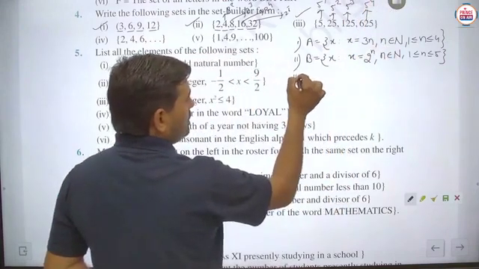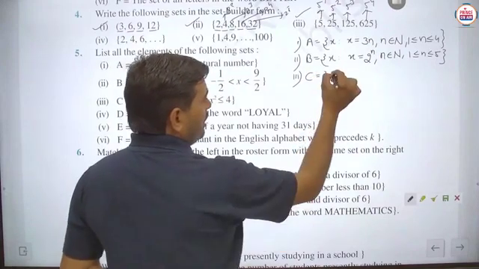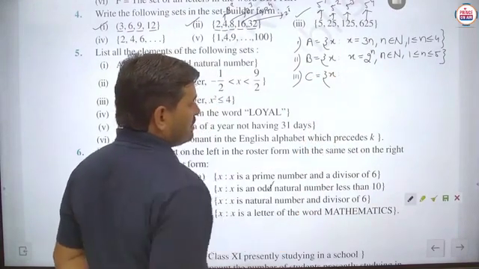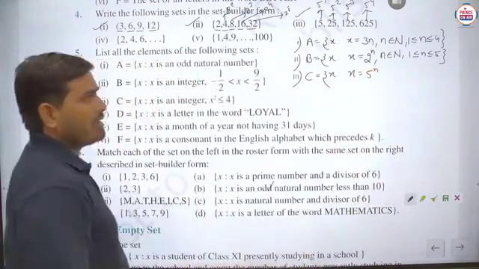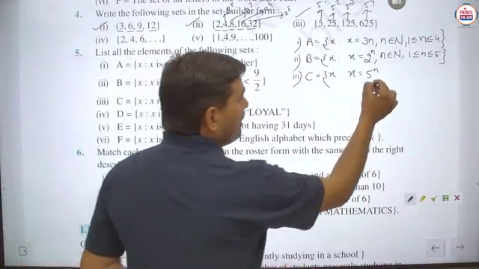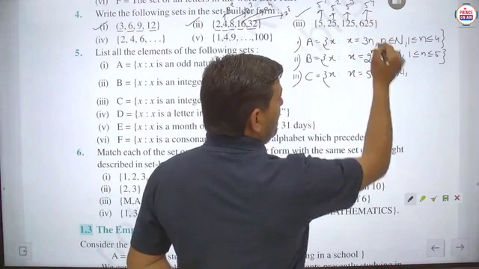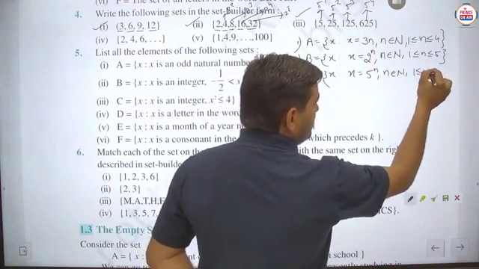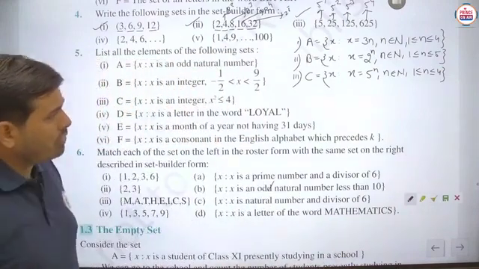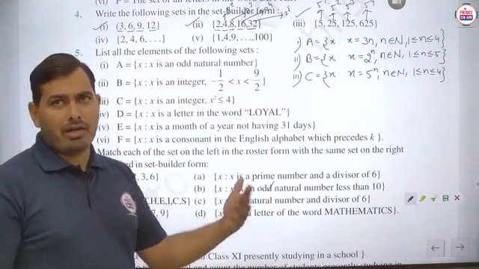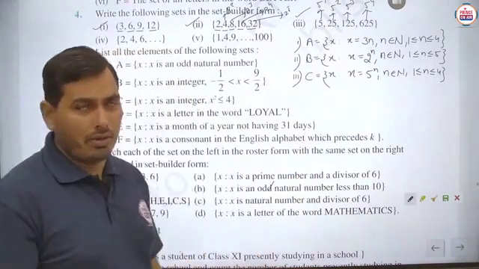Again, a very basic question. In the third part, suppose the name of the set is taken as C, then it is written as x such that x equals 5 raised to power n, where again n belongs to the natural numbers. As well we can say up to 4, so we restrict this n from 1 to 4. Is it clear? So students, this set C you can write in set builder form like this: x equals 5 raised to power n.